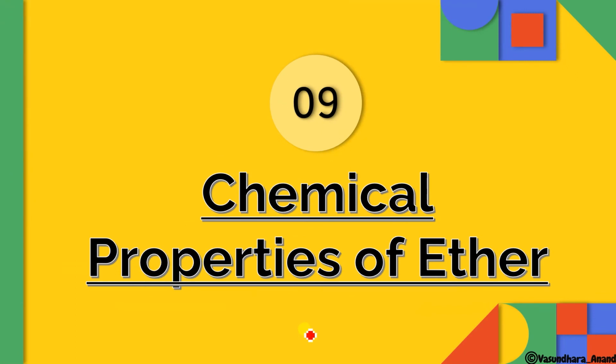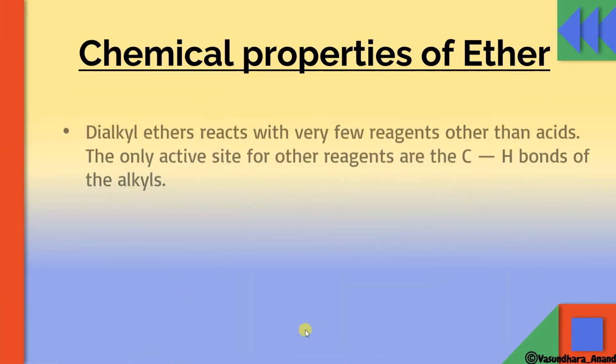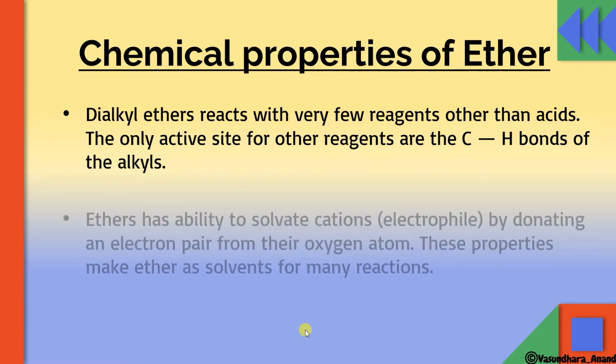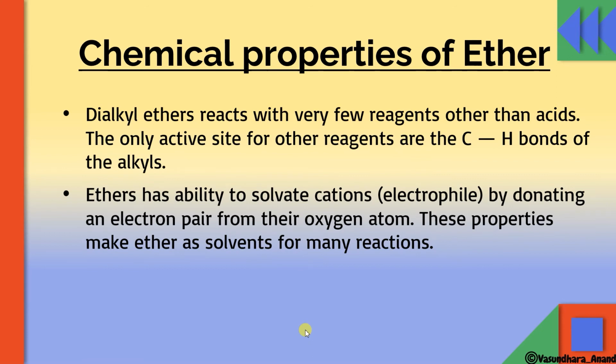Now, chemical properties of ether. What are the chemical reactions? In that case, dialkyl ethers react with very few reagents other than acid. The only active site for other reagents are the C-H bonds of the alkyls. That means the C-H bonds of ether are the only center where other reagents can attack. Ether has the ability to solvate cations, that means electrophiles, by donating an electron pair from its oxygen atom. These properties make ether a solvent for many reactions.